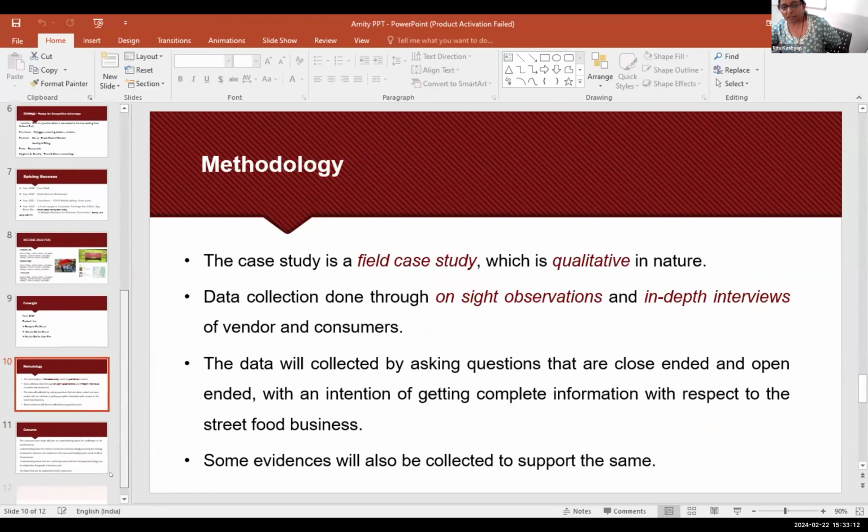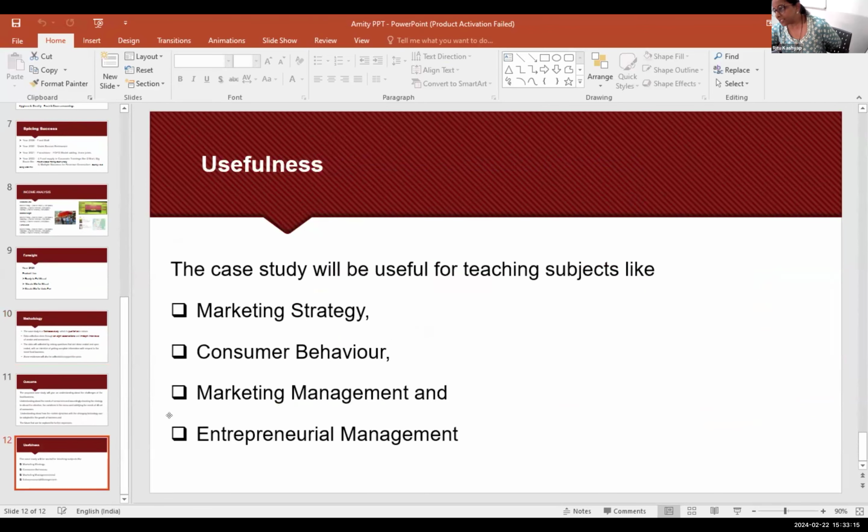Just wanted to inform the panelists that this case study will be useful in terms of teaching various subjects: marketing strategy, consumer behavior, marketing management, and entrepreneurial management. As you can see from the case study, Jagtap has used different strategies to attract the consumers. He also understood the behavior of the consumer and made necessary alterations. The entire management of his stalls along with all the franchisees he is doing, and the entrepreneurial venture he started with. So this case study will be useful in these 4 subjects.